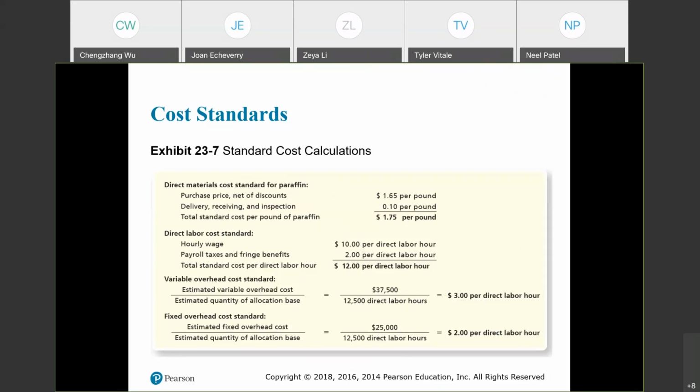Next, let's see the direct labor. The company's hourly wage for a worker is $10, and the payroll tax and fringe benefits total $2 per direct labor hour. So that is $12 per direct labor hour. Variable manufacturing overhead will total $37,500 based on 50,000 batches of crayons. Fixed manufacturing overhead is $25,000, and overhead is allocated based on 12,500 estimated direct labor hours.